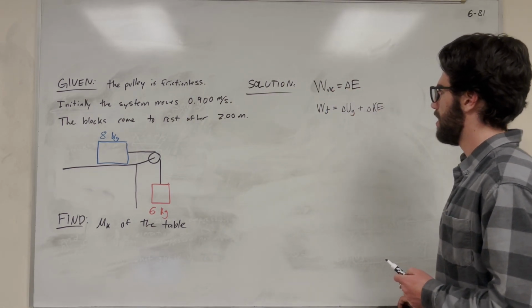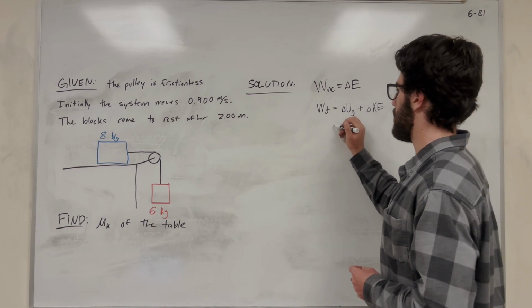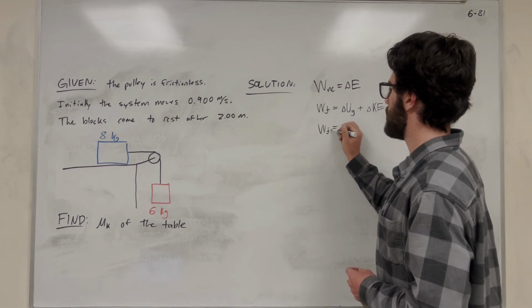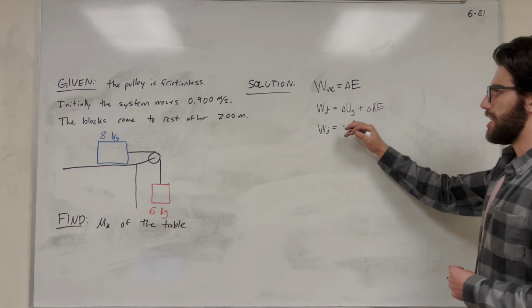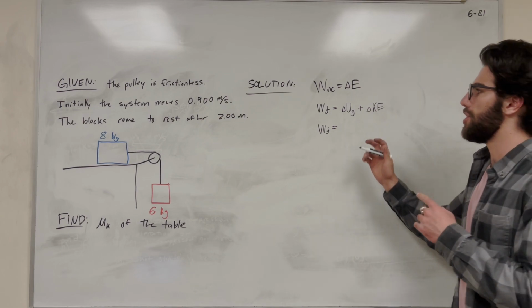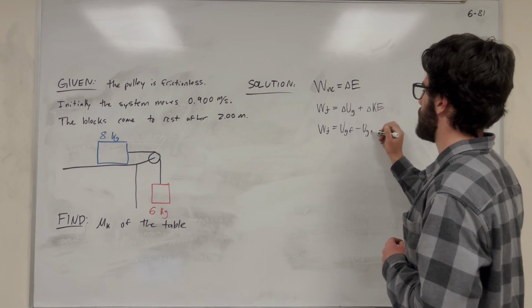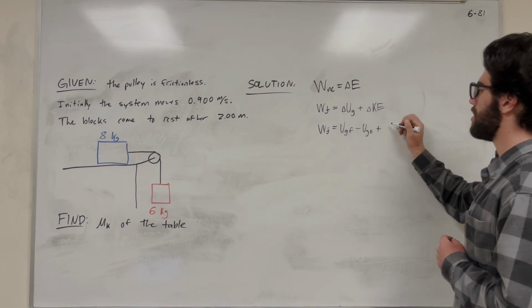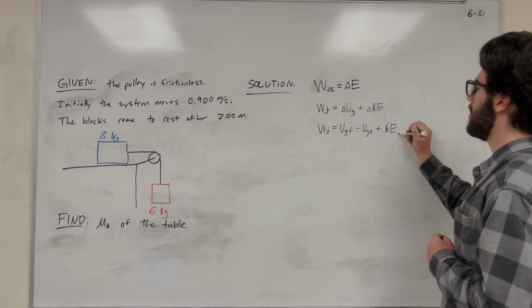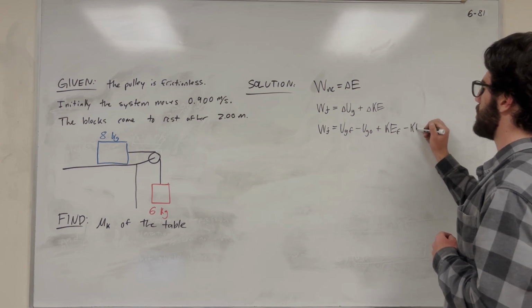Let's get rid of that. So let's look at these changes of energy. The work of friction still stays here. Delta is final minus initial. So let's write gravitational potential final minus gravitational potential initial. And then the kinetic energy becomes kinetic energy final minus kinetic energy initial.